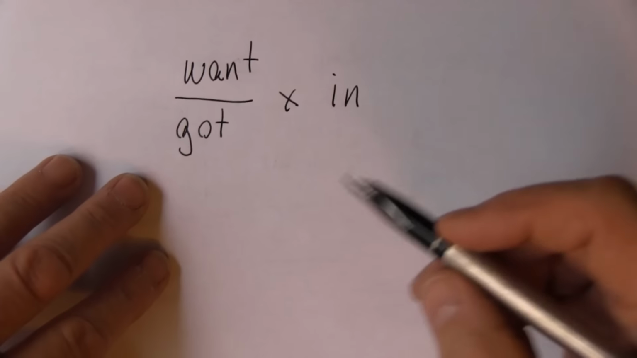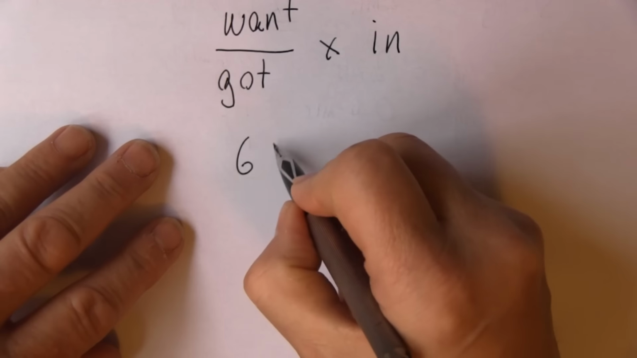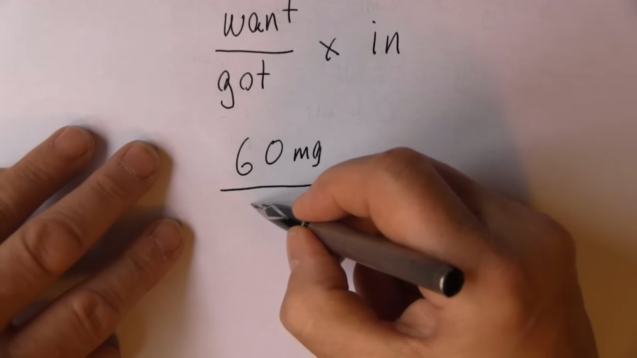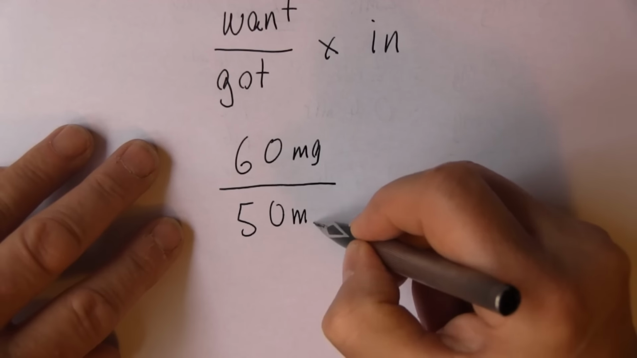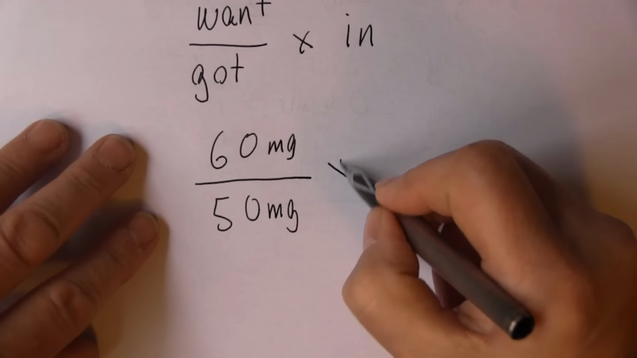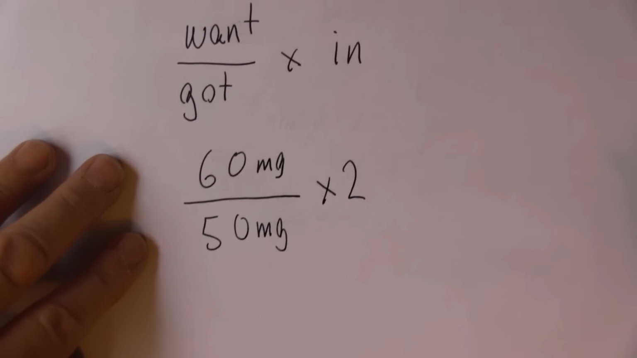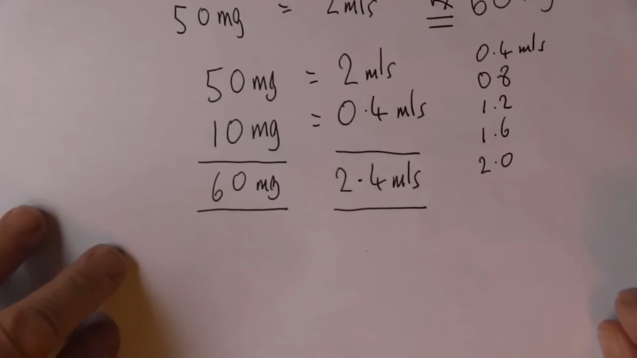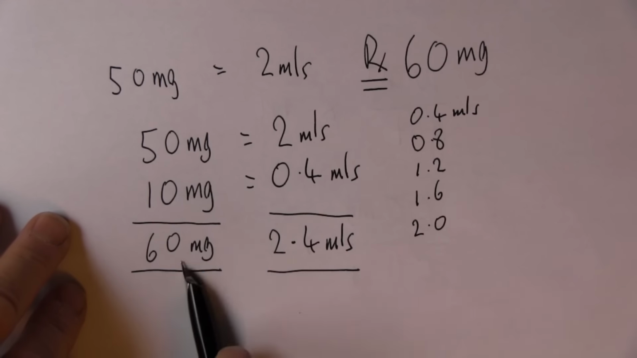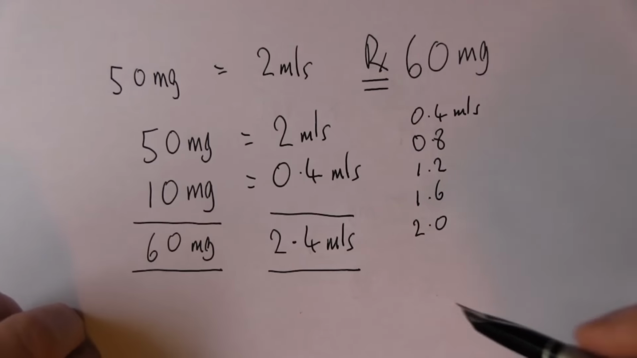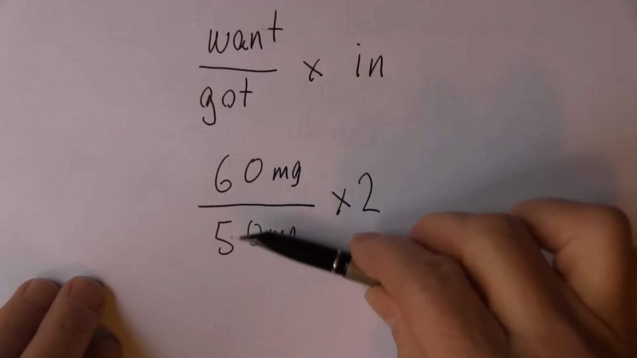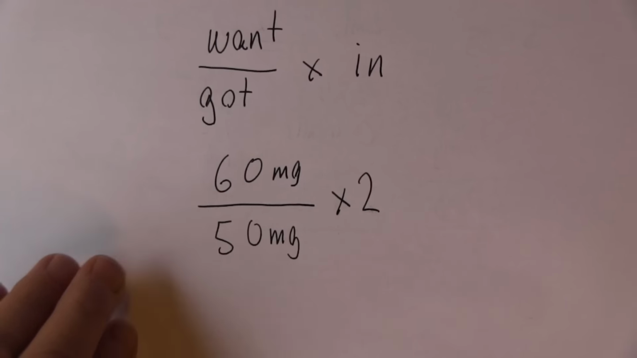So in this case we want 60 milligrams, didn't we? But what we've got is 50 milligrams. And that all came in 2 mils. So we could work it out using this equation. Now, personally, I always work it out like this, because I can see it and I know that the answer is 2.4 mils. I'm certain because I've seen it. But because I'm not a mathematician, I can't quite see this, but I do know that it works.